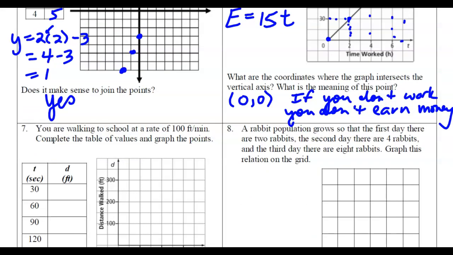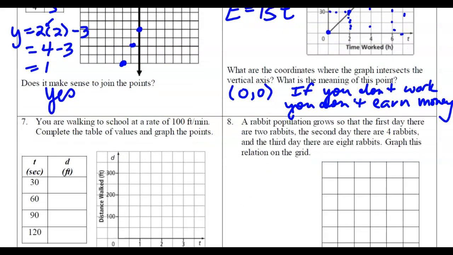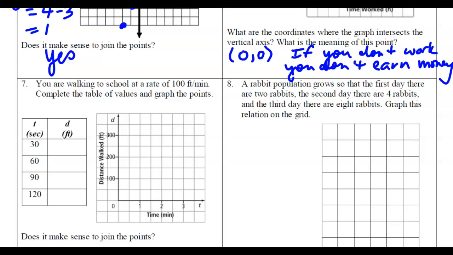Okay, next application. You are walking to school at a rate of 100 feet per minute. Complete the table of values and then graph the points. So take a look here. Always important to look at the units. That's 100 feet per minute. And we're asking you to find how many feet in 30 seconds. Well, what part of a minute is 30 seconds? Half a minute, right? So really you might want to put 0.5 here.